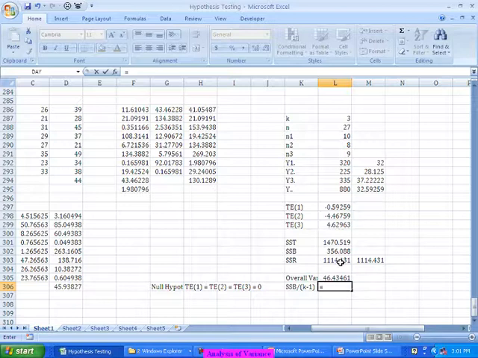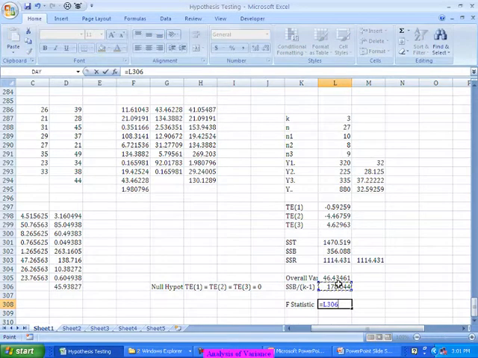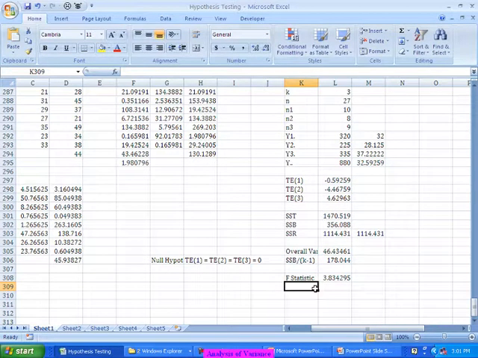So SSB by k minus 1, 356 by 2, this is coming out to 178, and based on this I am finding out the F statistic. The F statistic is nothing but SSB by k minus 1 divided by the overall variance, coming out to 3.83. So based on this, I should be able to find out the critical value from the F tables.